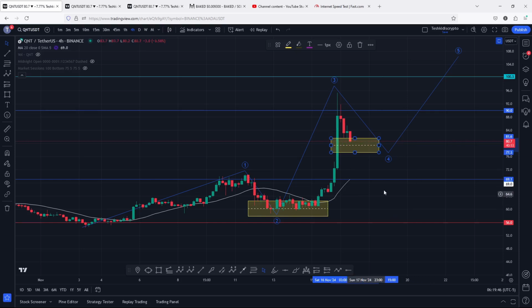So that is something to watch out for. We also need to pay attention to the most significant key area of support above the $69.1, because if by any chance we lose that area of support, then I will be expecting a total breakdown move, having the $56 as my next target area.